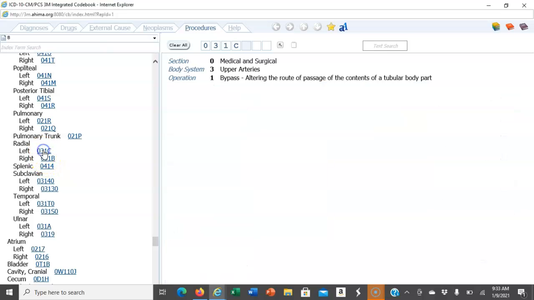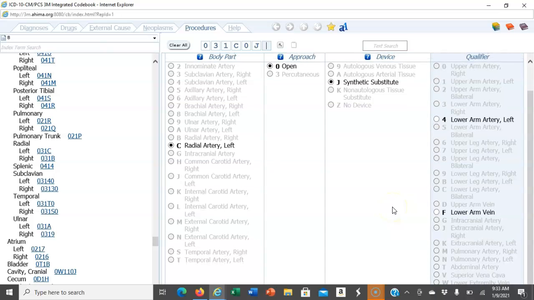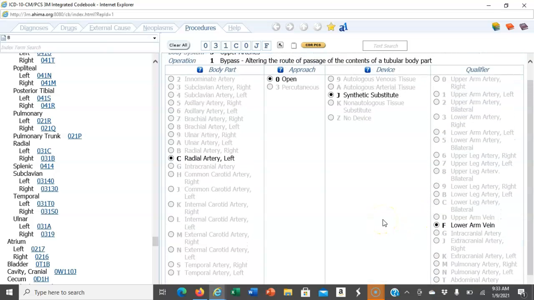So we're at the table 031C, and it is an open approach. They use a synthetic substitute. They actually have a port that they put in, so it's open. We have a synthetic substitute, and then we are bypassing to a lower arm vein. So that is the coding for this AV shunt.